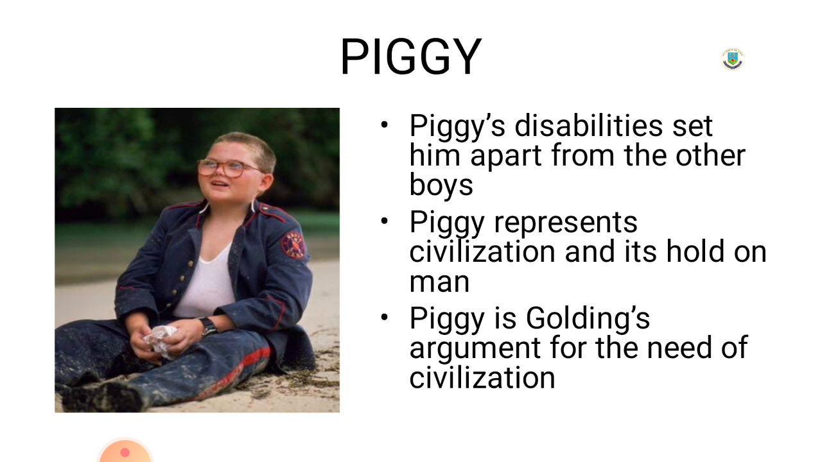Piggy is Golding's argument for the need of civilization and his case against man's return to a more innocent state in nature. Piggy's presence on the island is a constant reminder of how thinking people live. In the jungle, he becomes weakened, civilization recedes, and with his death, the law of the jungle prevails.